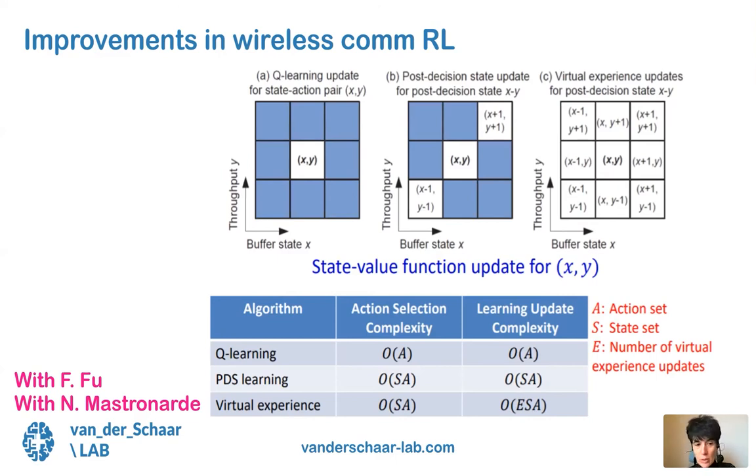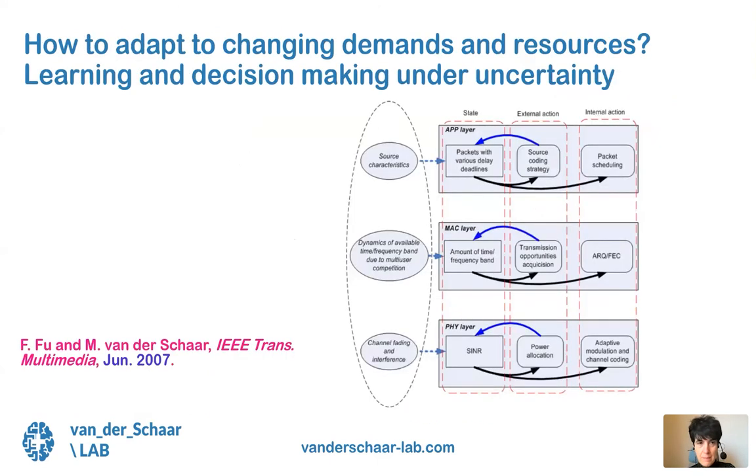Then in a subsequent work together with Nick Mastronarde, we have introduced virtual experience for post-decision state, and that enabled us to also come up with approximations of the Q value function for all the state action pairs, even though we have observed just one action pair. Also, you can enhance these works now in the era of deep reinforcement learning by using deep reinforcement learning techniques. So this can still represent new improvements.